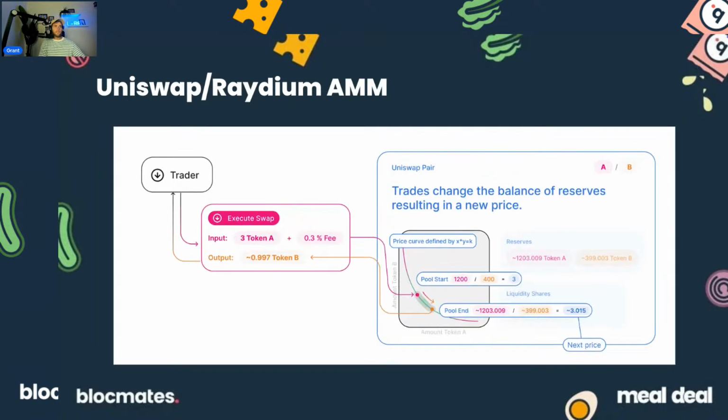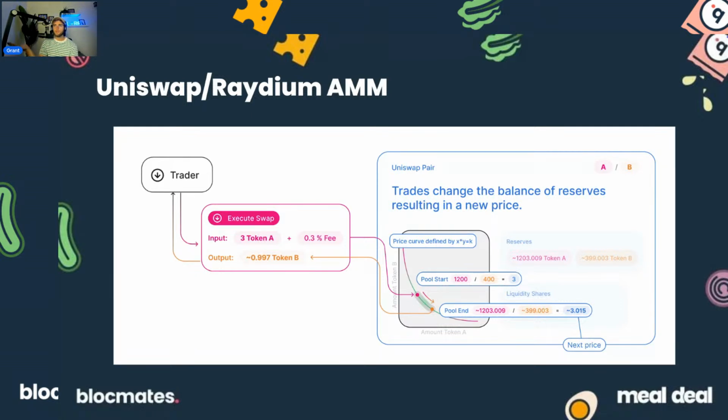And this is the trade. This is what's happening on the trader side. So as I say, the input is right. I've got 3 tokens of token A, and then there's a 0.3% fee. As we mentioned previously, that 0.3% fee is then getting distributed to everyone who's providing liquidity to that pool.